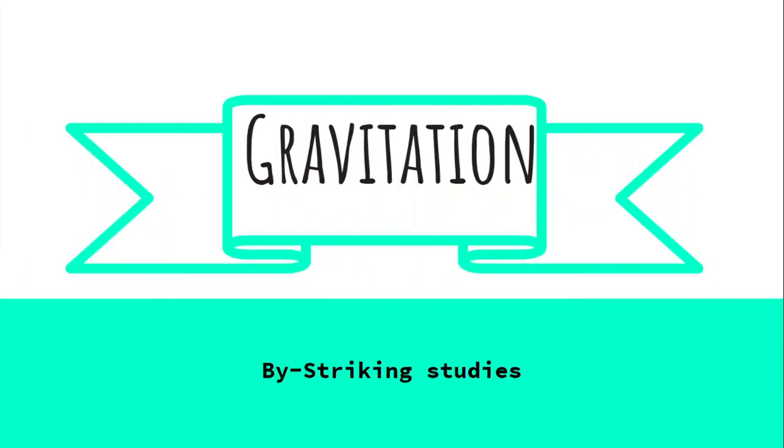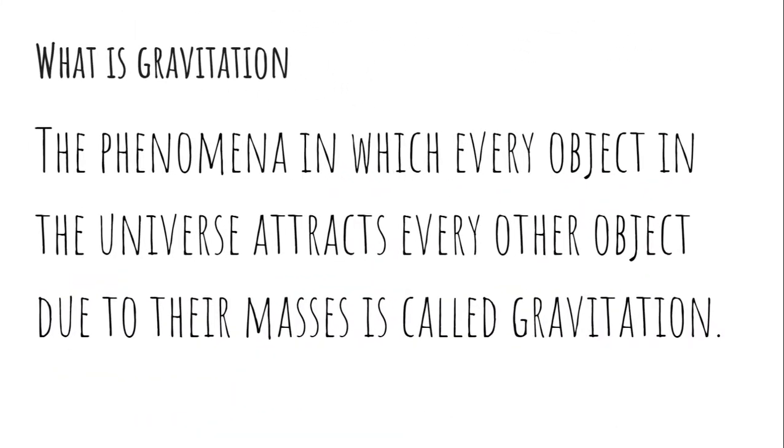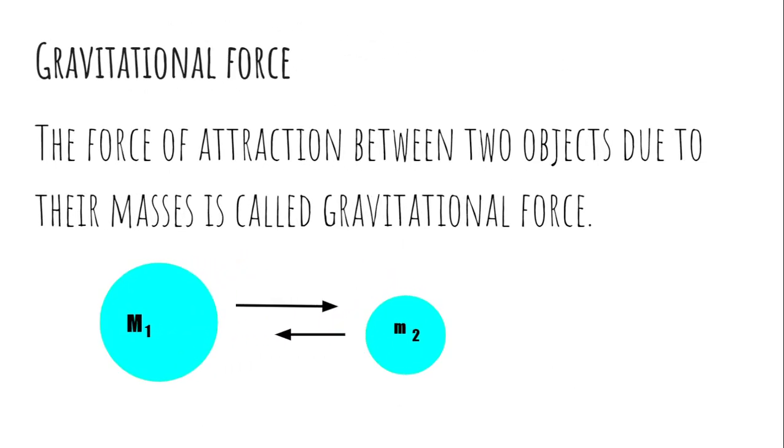So today we'll be doing gravitation. This is going to be part 1. So, what exactly is gravitation? Gravitation is the phenomenon in which every object in the universe attracts every other object due to their masses. So you can attract your bottle, and that's called gravitation. But that force is way too weak for us to actually notice it and be like, wow, we can attract objects. Now, gravitational force is different from gravitation.